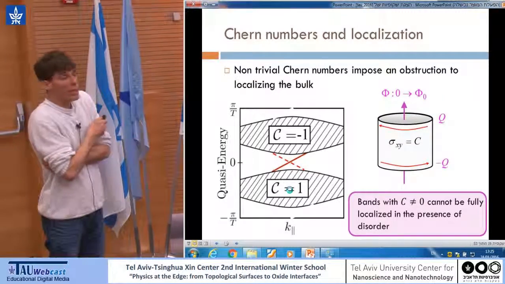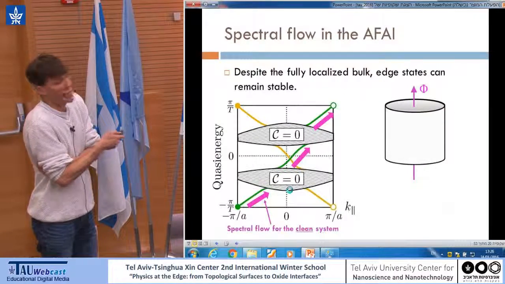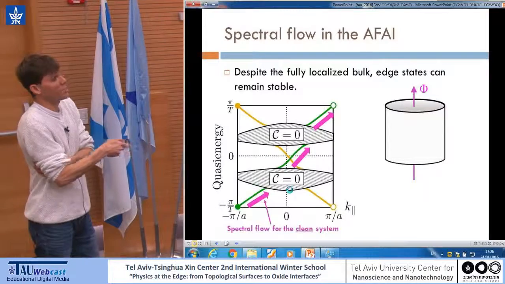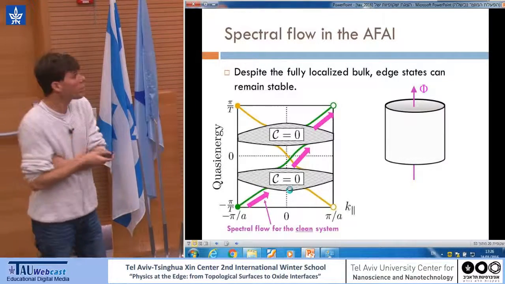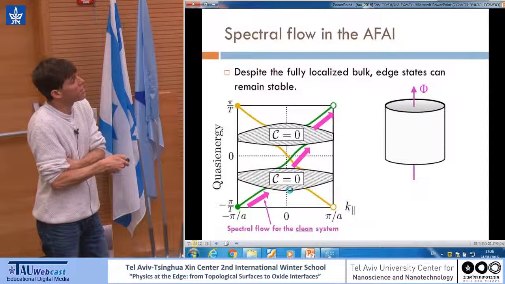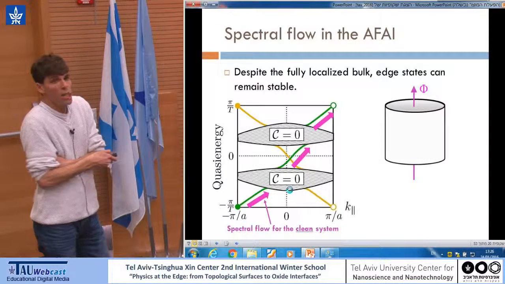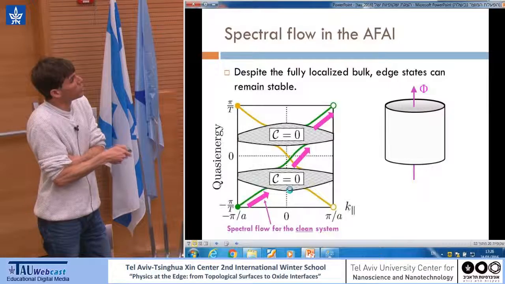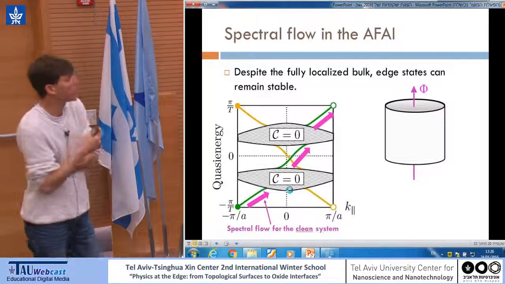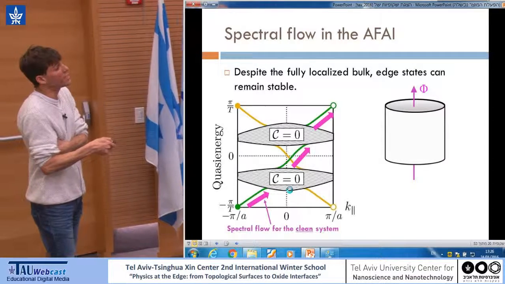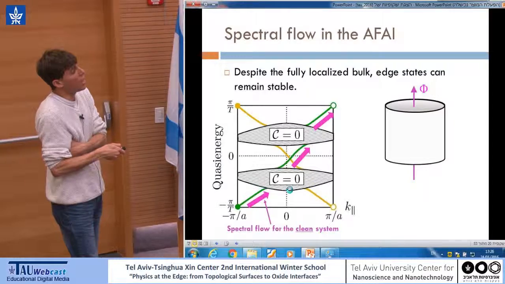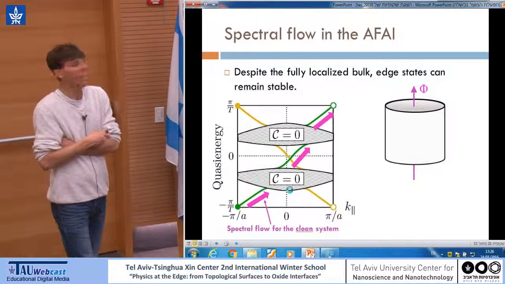So the situation here is very different. We have zero Chern numbers, and we have this chiral edge state at the same time. So we could add this order. And we can imagine that if the Chern number is zero, I could fully localize these bulk bands, but I can really not localize this edge state because it is chiral. So once I add this order to this type of band structure, I immediately get a fully localized bulk, and the edge state remains stable.